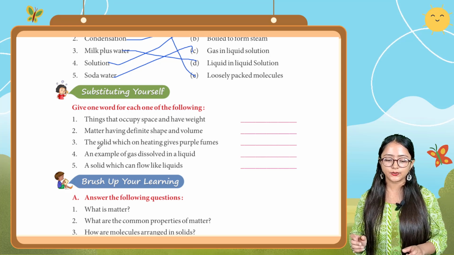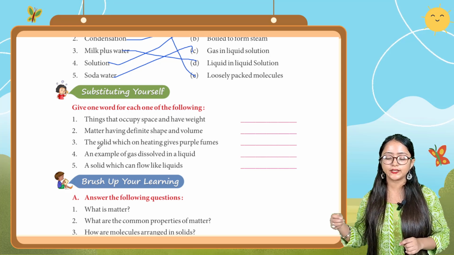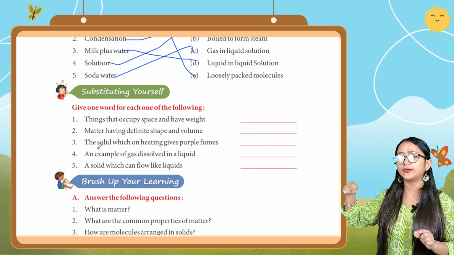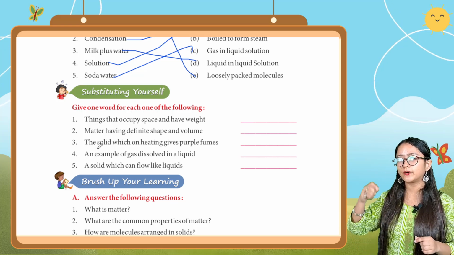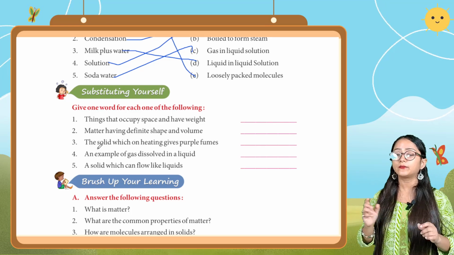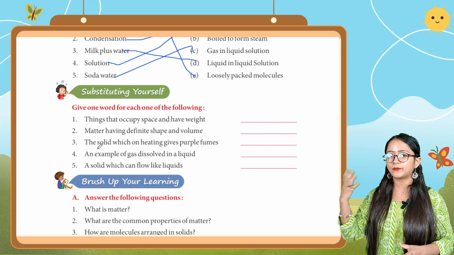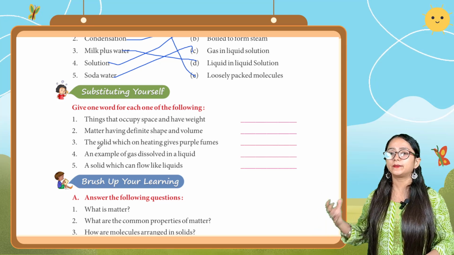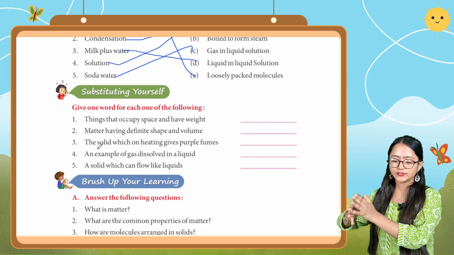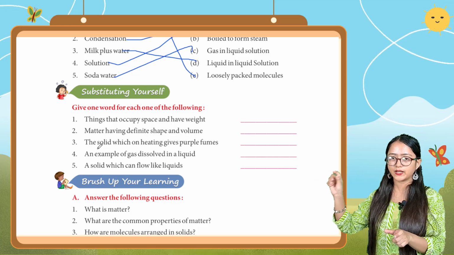And then third one, the solid which on heating gives purple fumes. Okay, the solid when you heat it, it forms the purple fumes. That is the iodine solid. Okay, and what type of process is it performing? It is performing sublimation. Here the solid, that is iodine, changes into the purple fume. So the answer should be iodine there.